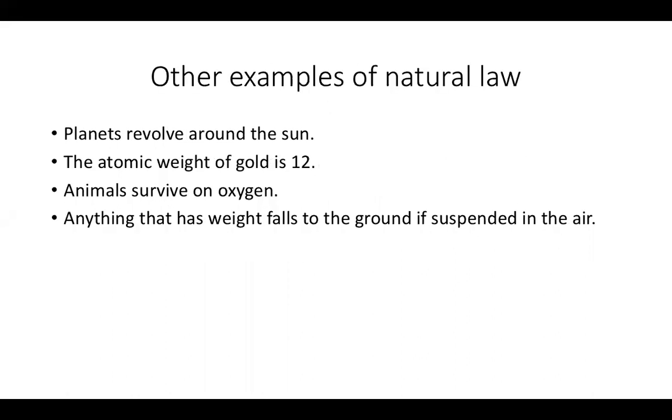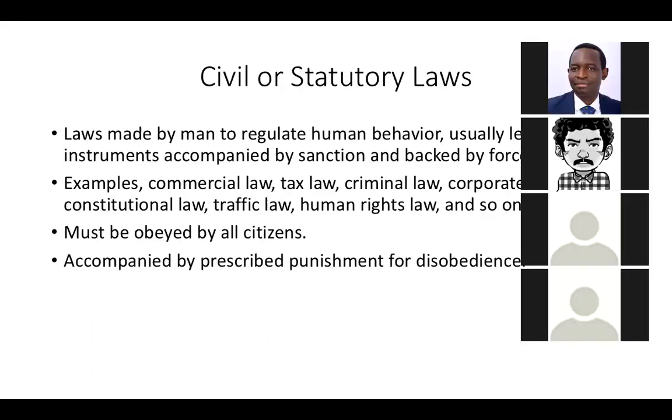Planets revolve around the sun. The atomic weight of gold is 12. Animals survive on oxygen. Anything that has weight falls to the ground if suspended in the air. So we know these things from our experiences. So we regard them as natural laws or scientific laws.